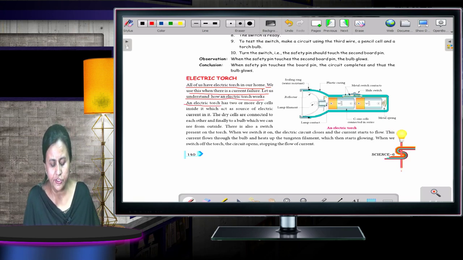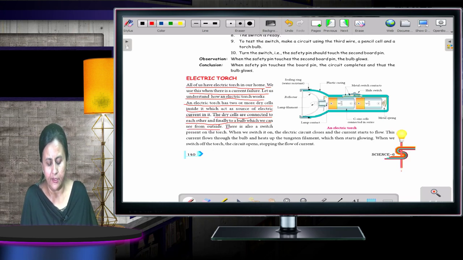An electric torch has two or more dry cells inside it which act as a source of electric current. The dry cells are connected to each other and finally to a bulb which we can see from outside. There is also a switch present on the torch. When we switch it on, the electric circuit closes and the current starts to flow.